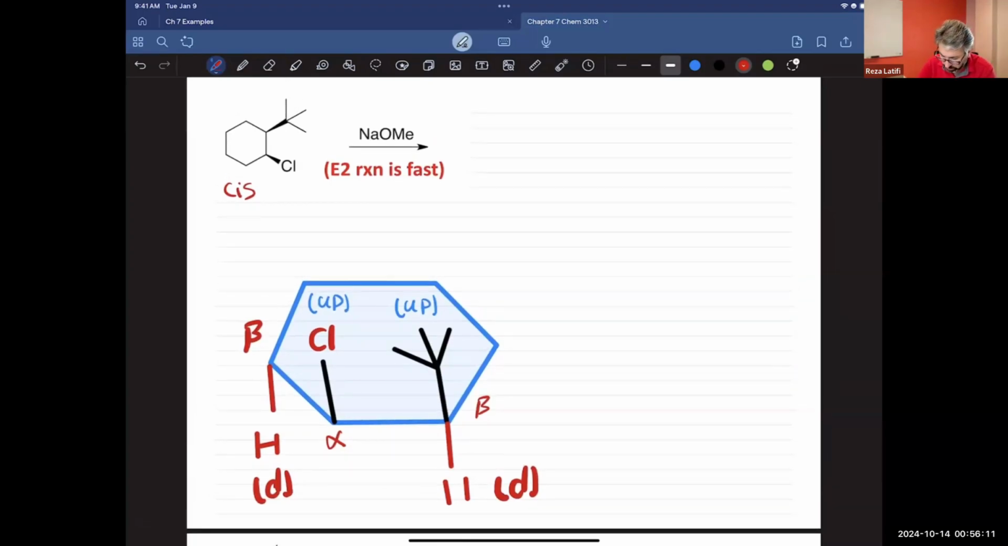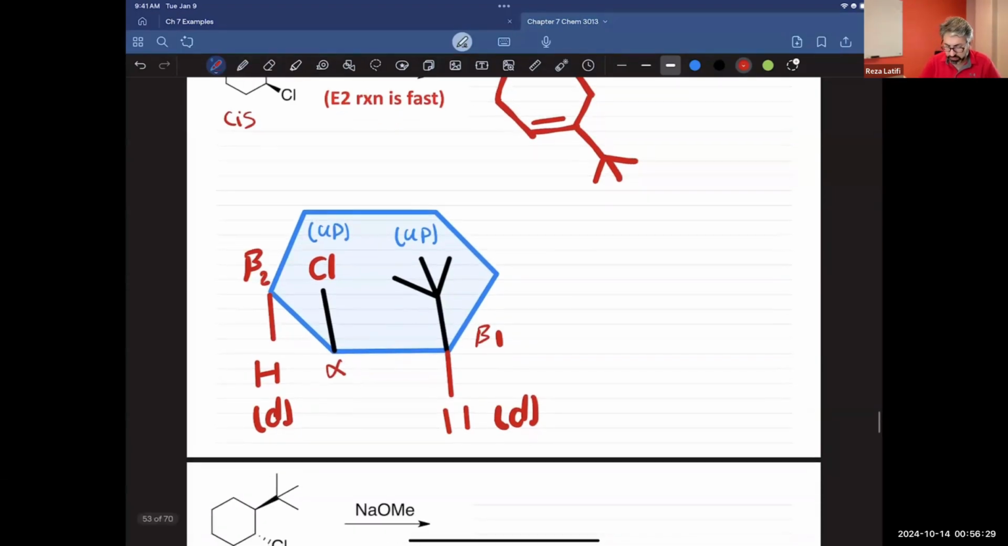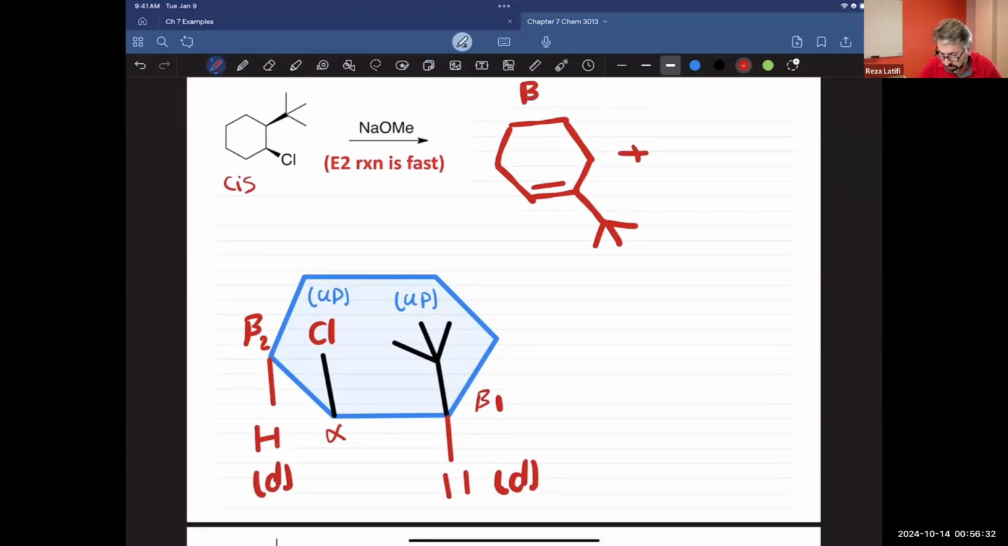If we go with beta 1 versus beta 2, beta 1 will give us such a product. We will have the double bond here. And if we go with beta 2, the product we get will be such a thing. We have the tertiary butyl here, and the double bond is going to be there. Just to show you that the tertiary butyl did not change, maybe I should just draw this one as pointing up.